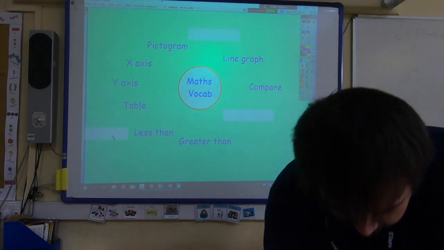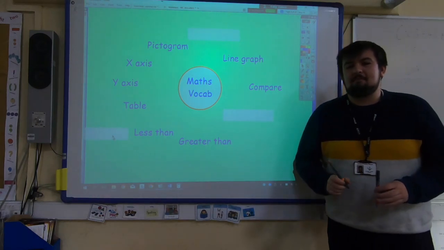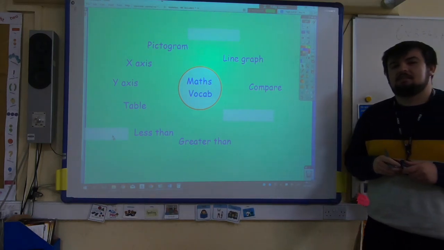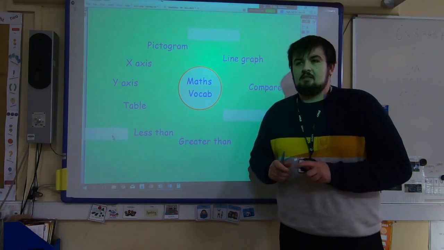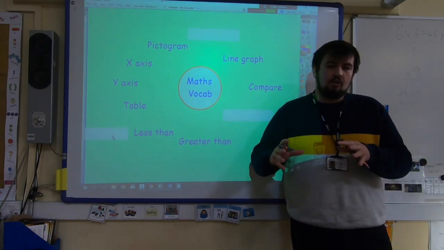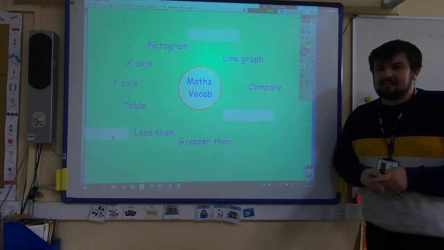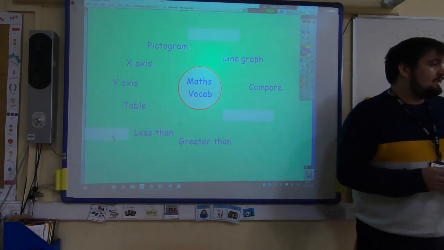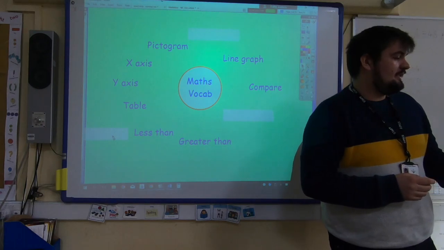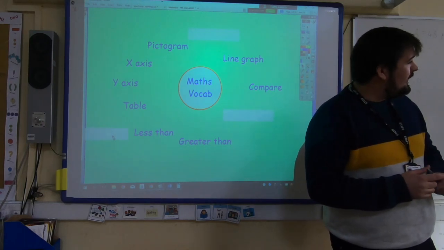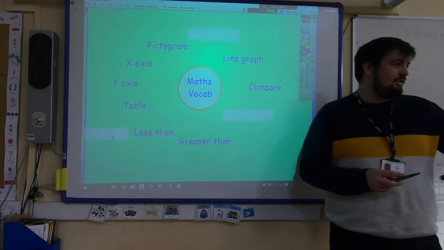It doesn't mean the thing we sit on. No. What is it then? Is it a graph? Not quite a graph. Not a graph, no. Who can help Jacob out? What does table mean? What is a table? It's like your 6 times table. Oh, not quite. No, not multiples. Good idea though. Still related to maths as well.